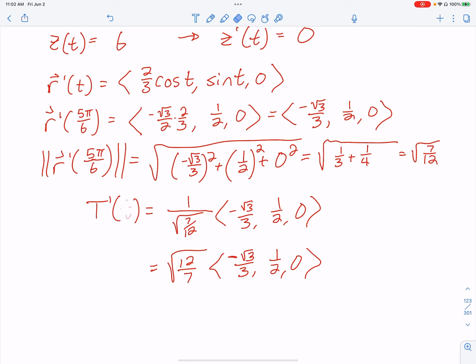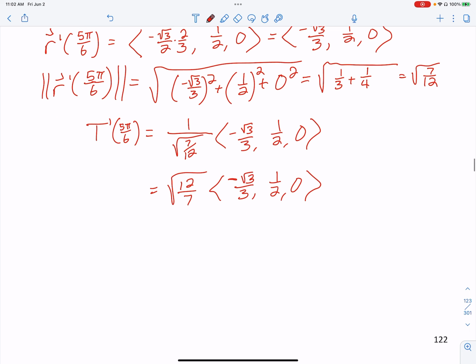And I did mess up. This is not the tangent vector of t. This is at 5 pi over 6. If I wanted the unit vector, I was going to have to take the magnitude of that line, which is fine. It's just not going to be very pretty. The radical, everything's going to stay under the radical.